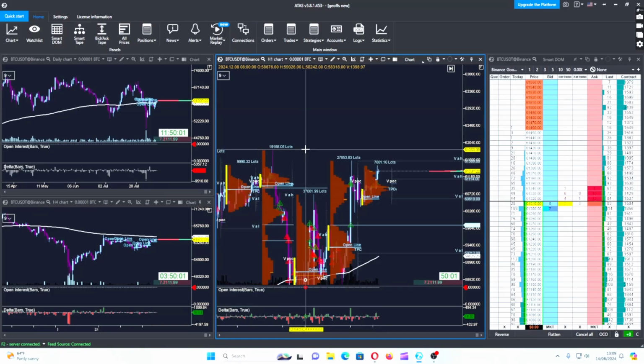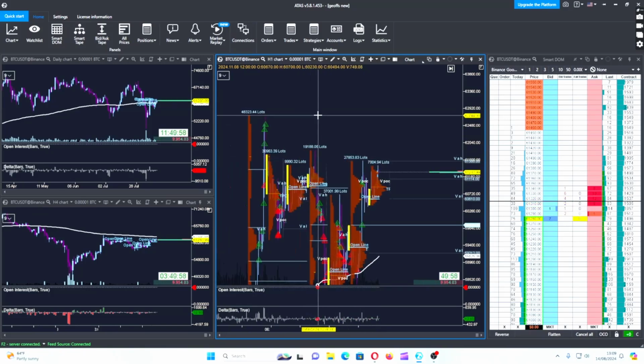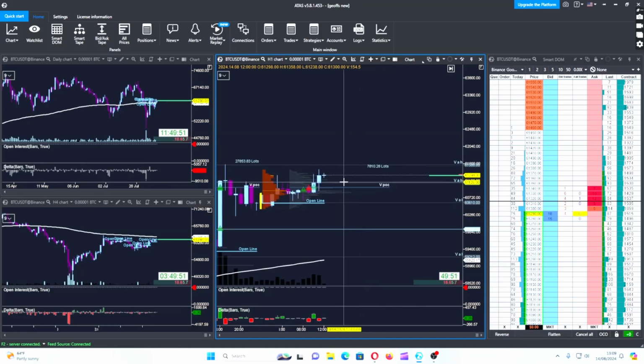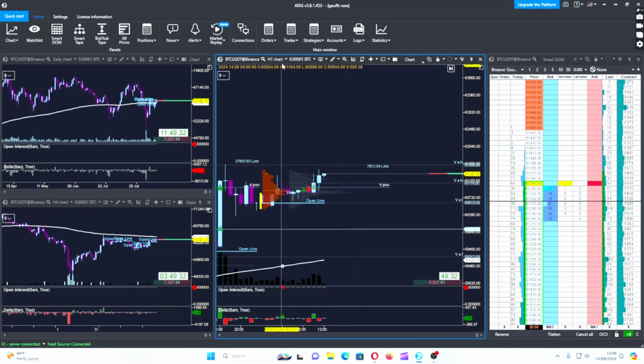The liquidity at around this area here, 62.7. If we can hold that value area high at around this area, if we hold it, if we come down, we tag it, there could be a scalping opportunity there. The point of control is at 60.996 on the hourly. So we have got a potential long that may come in.